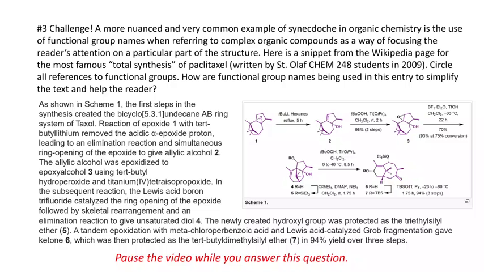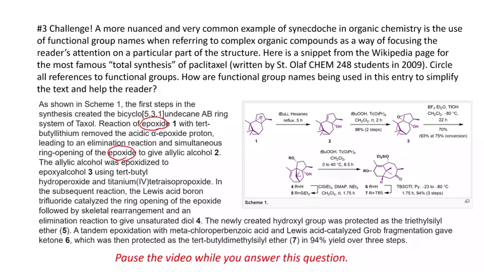Okay, let's read this. As shown in Scheme 1, the first steps in the synthesis created the bicyclo 5,3,1-undecane AB ring system of Taxol. Reaction of epoxide 1 with tertiary butyl lithium removed the acidic alpha epoxide proton, leading to an elimination reaction and simultaneous ring opening of the epoxide to give allylic alcohol 2.